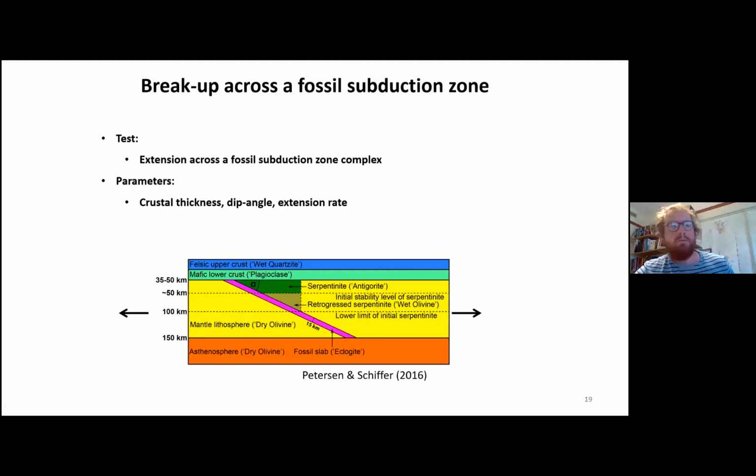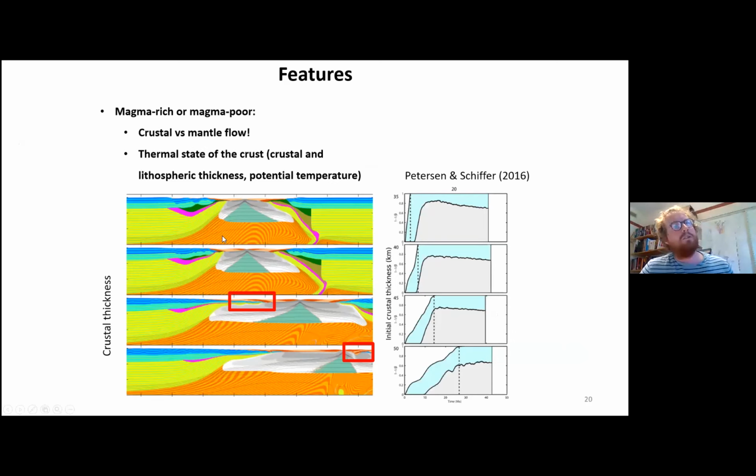And what we want to know is what happens if we extend this system, such a fossil subduction zone with possibly eclogite and maybe even serpentinite in there. And our main aim was, can we actually produce high velocity lower crustal bodies with these pre-existing materials? And we could to some degree, and this might actually explain some of the high velocity lower crust we can see in passive margins.